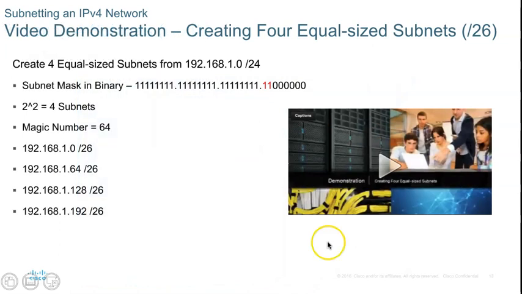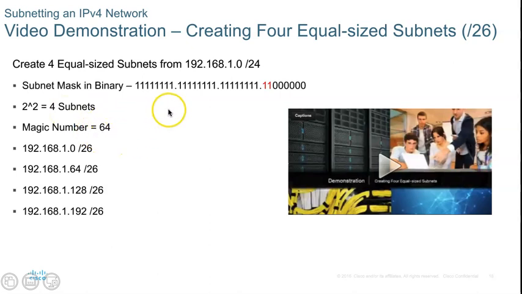All right, this is another video that I highly advise you to go and watch. In this example, they show how we can borrow 2 bits to create 4 networks and have /26. Watch over here that by borrowing 2 to the power of 2, we're going to have 4 new networks, or 4 new subnets. The subnet mask magic number is going to be 64.